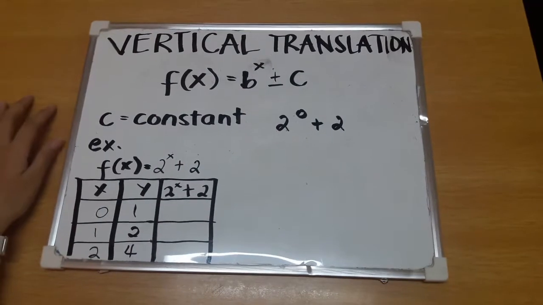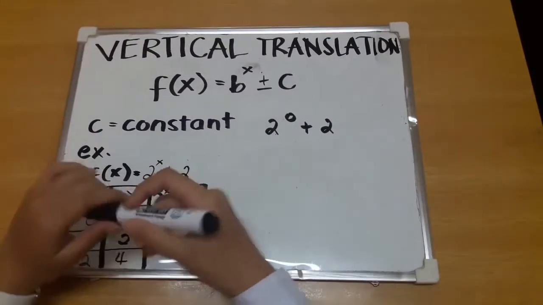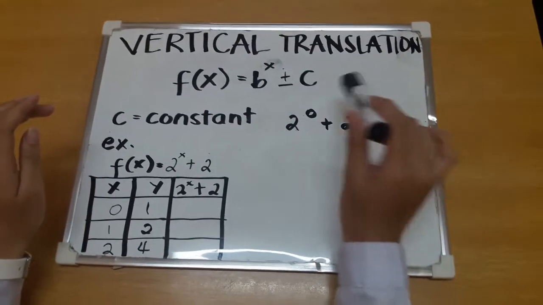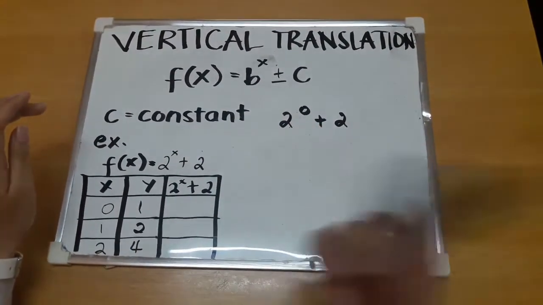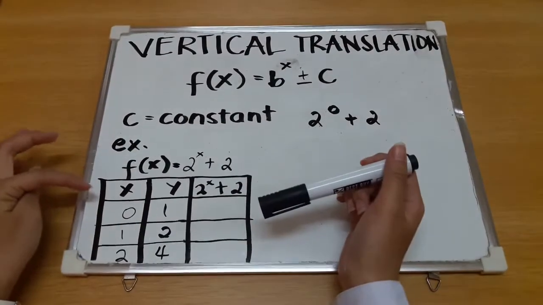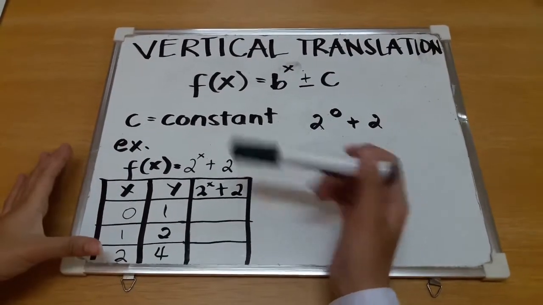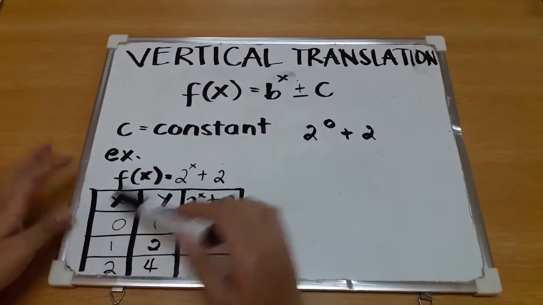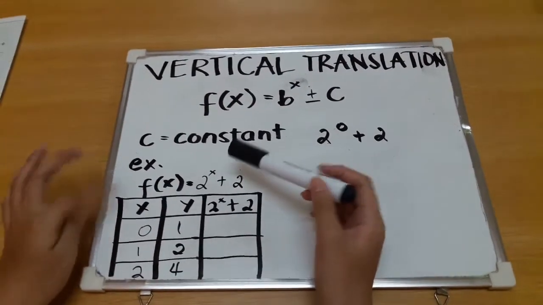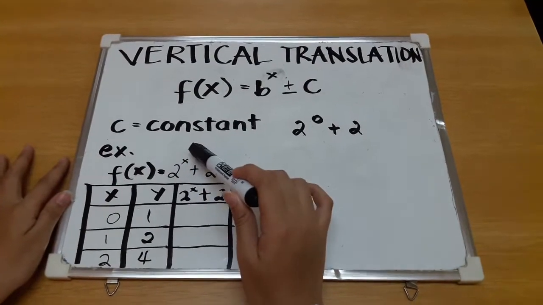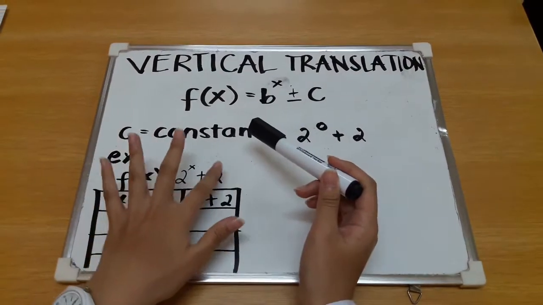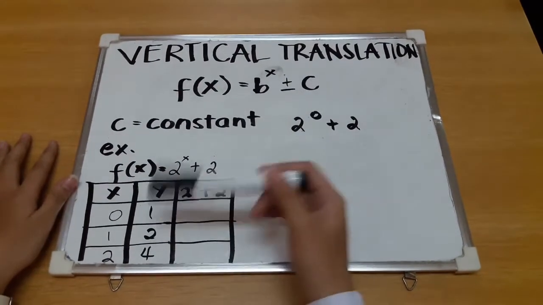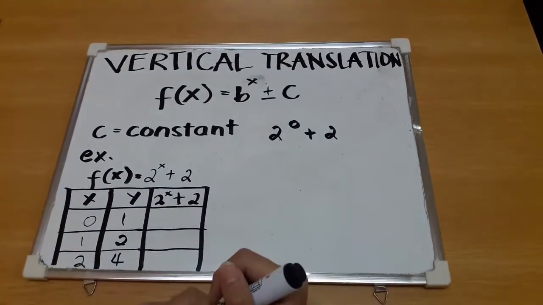The next part of my topic will be vertical translation, wherein the solution is b raised to x plus or minus c, wherein c is the constant. We set the values of x to 0, 1, and 2. So to solve the values for y, we must substitute x with the first value of x, which is 2 raised to 0. And we would disregard the plus 2, and as we go on, we would get the value of 1 and then this.